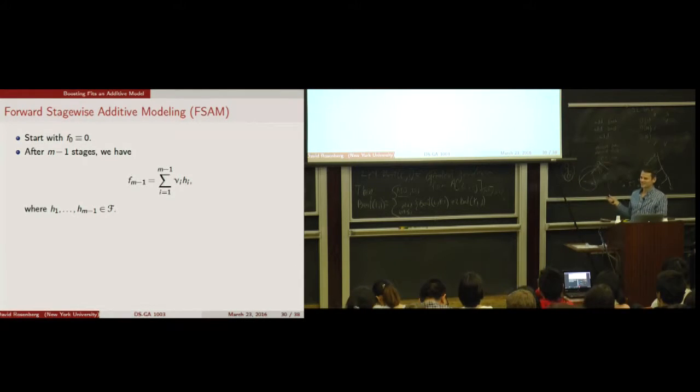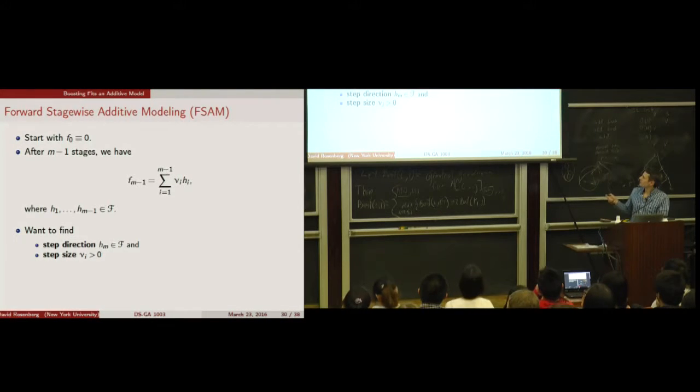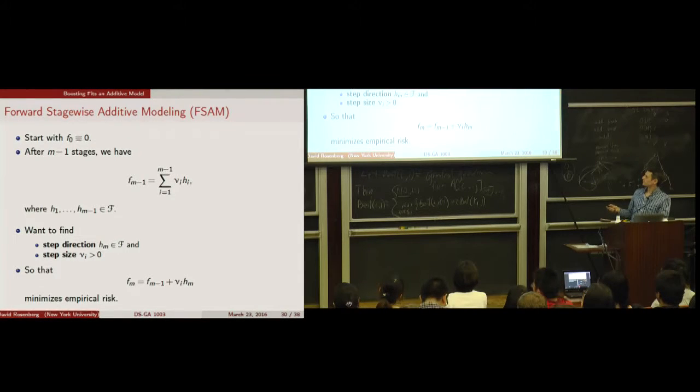You guys okay? Okay. All right. So I've used some different terminology here. We've got m minus 1 terms here, and we need to find the next one. Now I'm going to call it a step direction, just suggestively, and a step size, nu, greater than 0. And we want to choose it so that when we add the vm, hm, whoops, that should be vm. Sorry. We add that to f m minus 1, we get a new function fm that's somehow a little bit better in terms of the empirical risk. So we want to be descending in the sense of risk.